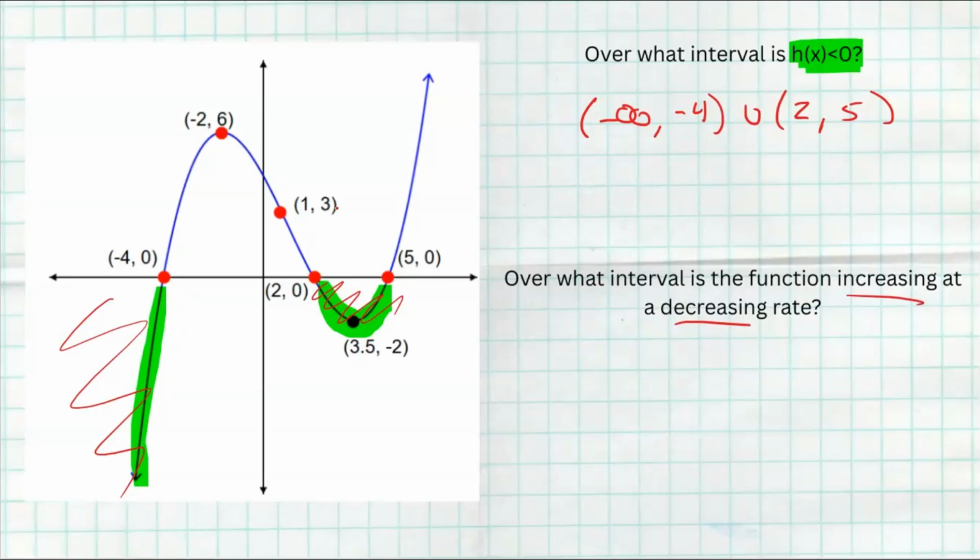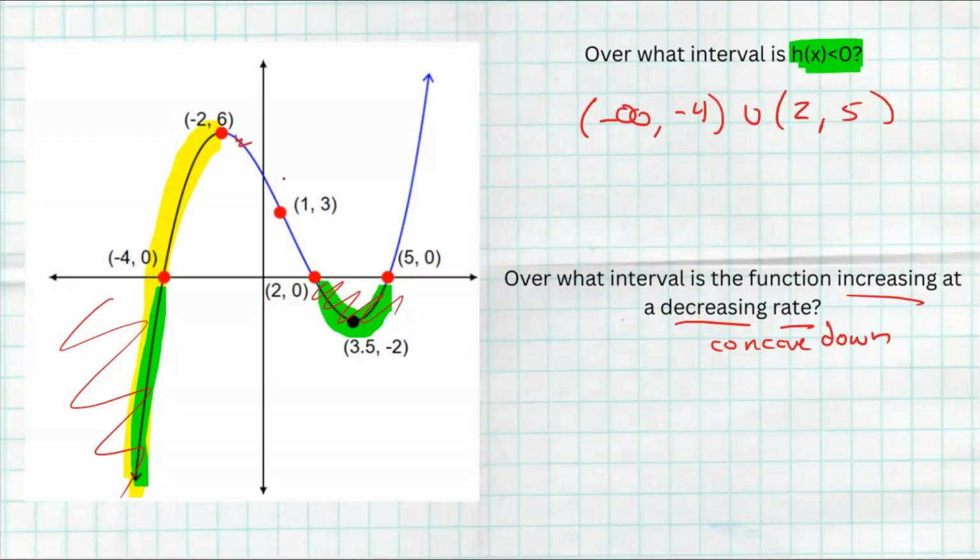Okay, this is a really tough question. So decreasing rate means concave down. Just a fancy way of saying it, right? Because when your rate is decreasing, you're concave down. But we want the function to be increasing. So we've got to really have a good eye for where this is happening. So we want to be concave down and increasing. That's going to happen right here. All of this right here, we are concave down and increasing.